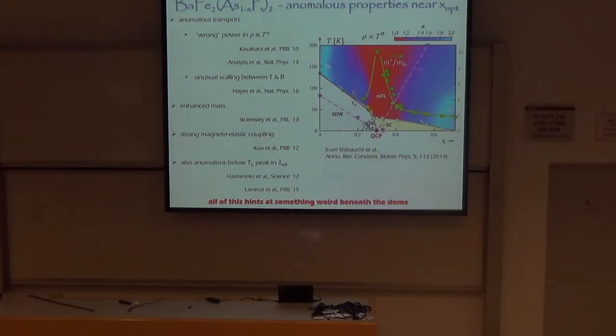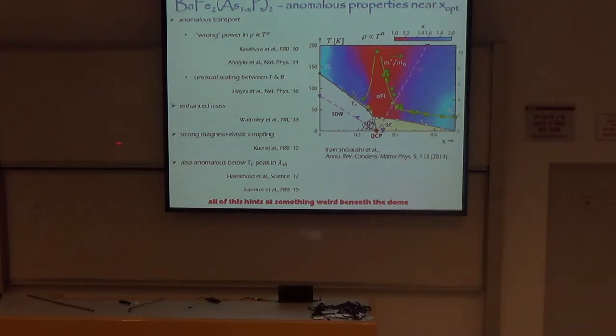As you saw in James' talk, there are a lot of weird features that happen in this compound around optimal doping. There are these strange powers in resistivity. There also seems to be an enhanced mass as you approach optimal doping. So this one here is optimal doping level. There are other properties as well, in particular, the peak in the penetration depth.